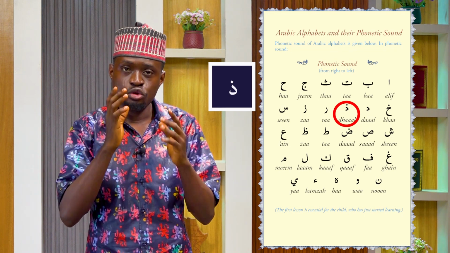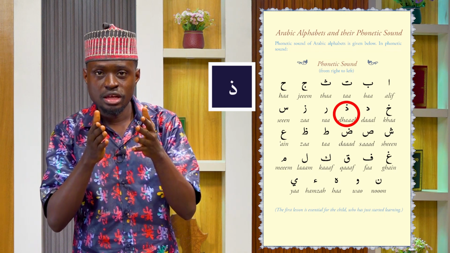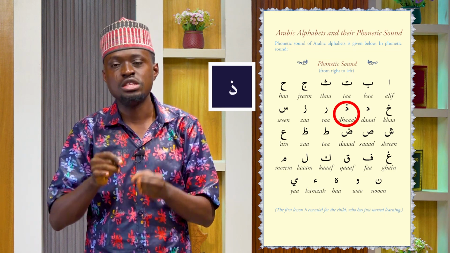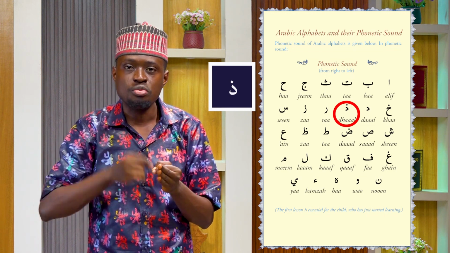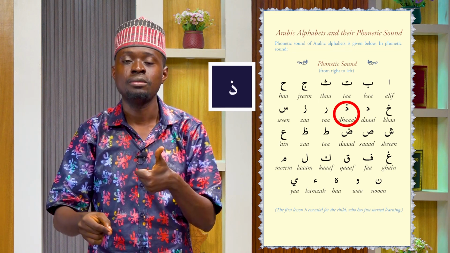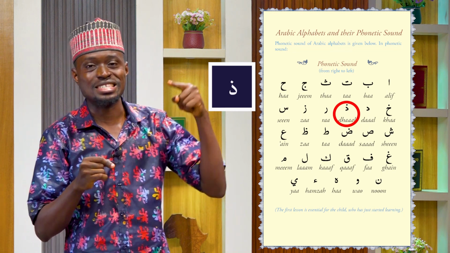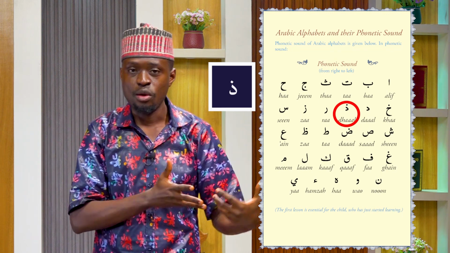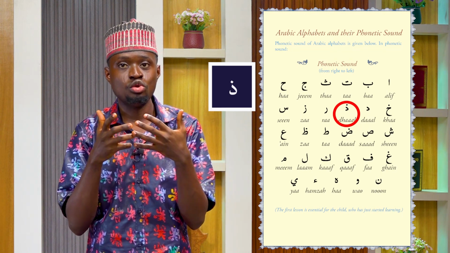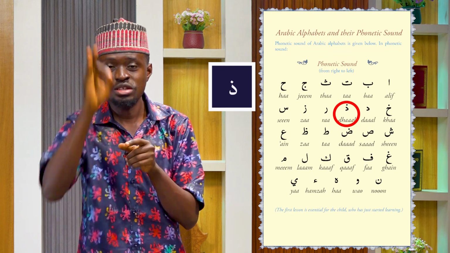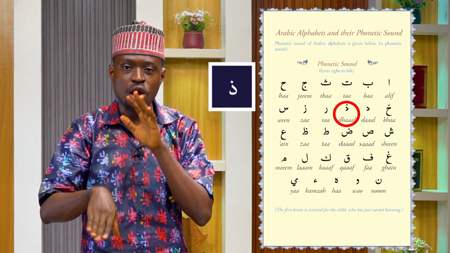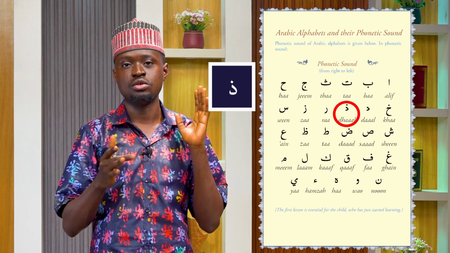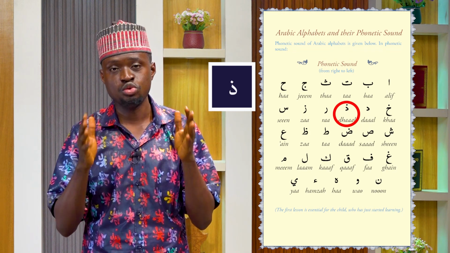In order for you to correct that mistake, make sure you involve the tip of your tongue. Once you involve the tip of your tongue, there is no way you pronounce sin as dhal, and no way you pronounce za as dhal. That is because both sin and za, when you want to pronounce them, you don't need the tip of your tongue. So that is what you need to do.